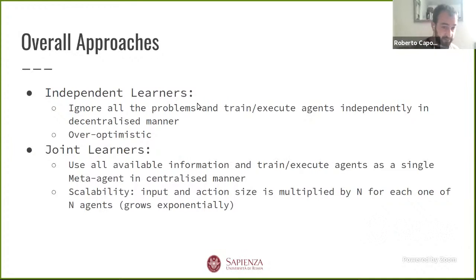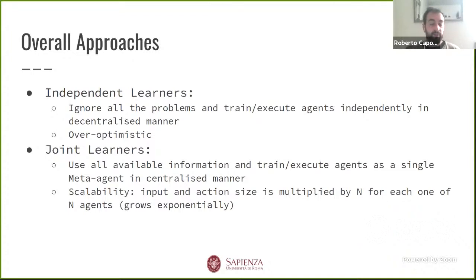In joint learning, instead, the agents use all the available information and train, execute as if they were a single agent in a centralized manner. So they can also share the observation sometimes by means of communication and stuff like that. So this is why I was mentioning also the state, the observation that the agent sees, the function depends on, generates a different categorization of the approaches.